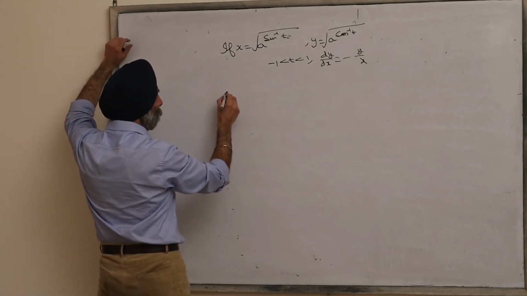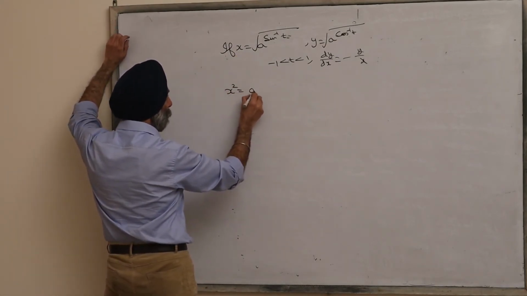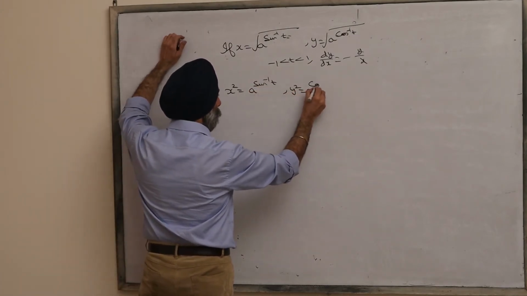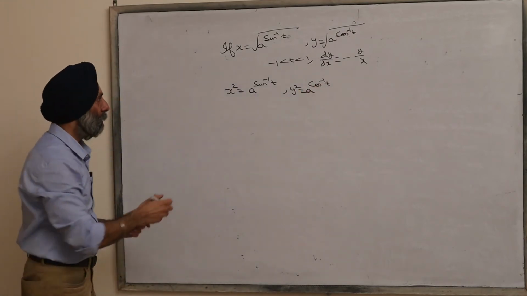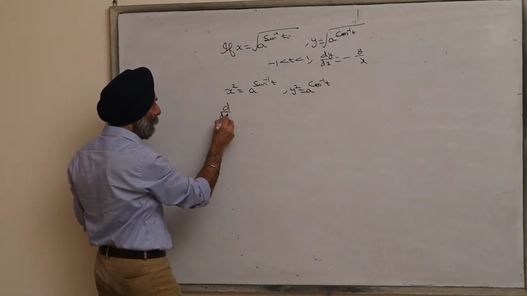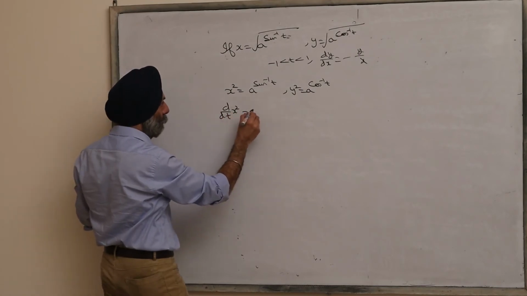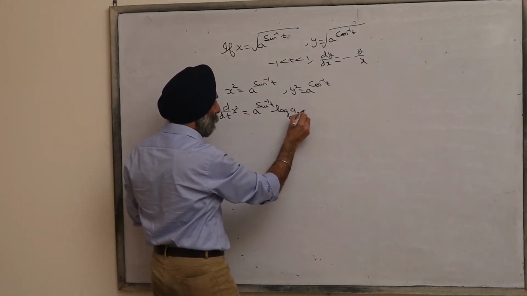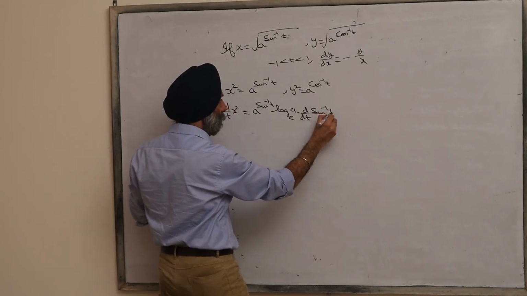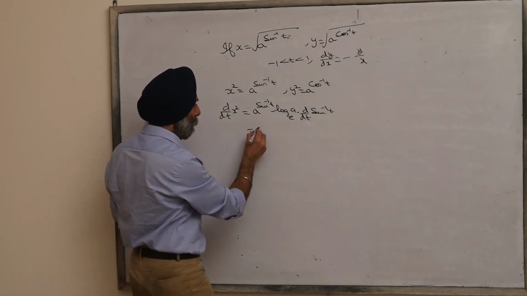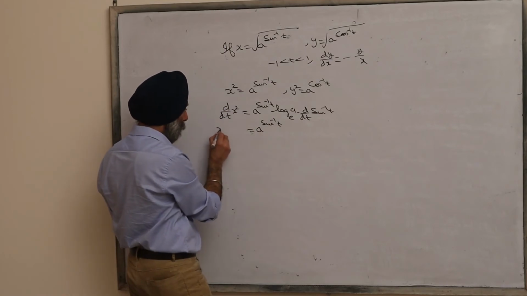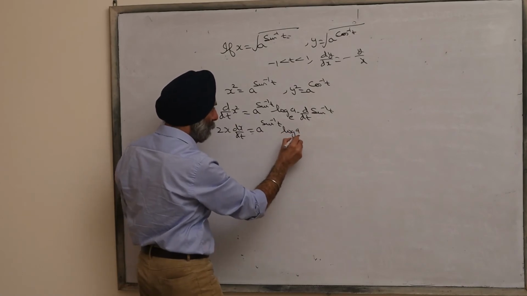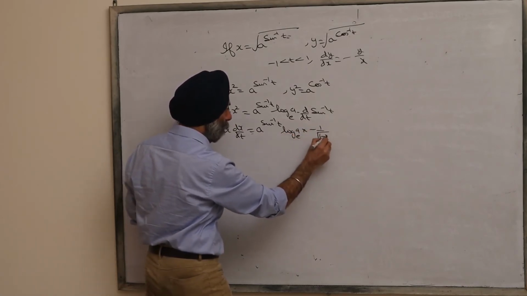Now from here, can I say that x square is equal to a raised to power sin inverse of t and y square is equal to a raised to power cos inverse of t? So d over dt of x square is a raised to power sin inverse of t into log of a to the base e into d over dt of sin inverse of t. What is that? It is a raised to power sin inverse of t, and here it is 2x dx over dt into log of a to the base e into -1 over under root of 1 minus x square.